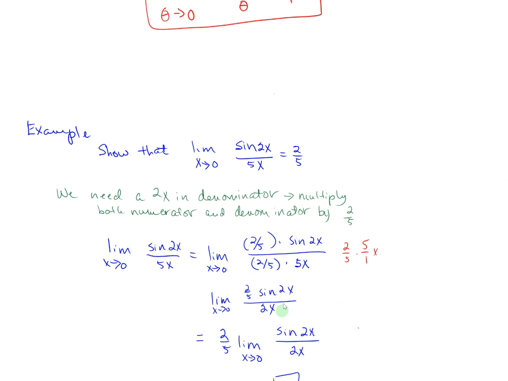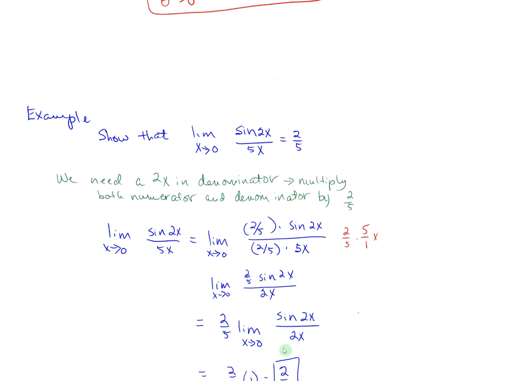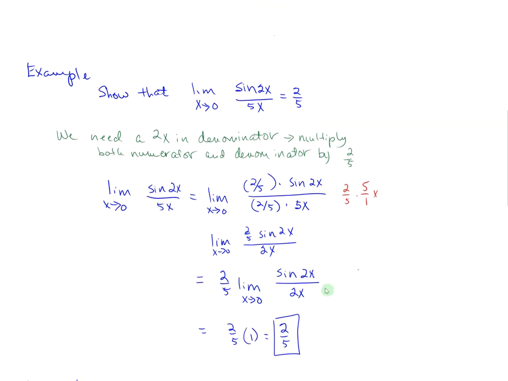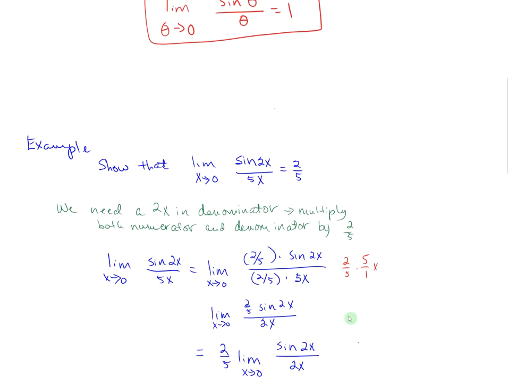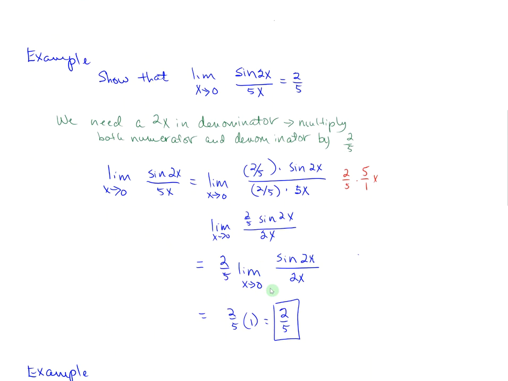All right, now that allows us to begin to look at our rule. This constant that's on the outside, we can pull through, and 2/5 comes on the outside. Limit as x approaches 0 of sine 2x over 2x. And that sine 2x over 2x, that limit as we approach 0 is 1. And so this whole piece becomes 1, and 1 times 2/5 equals 2/5. So sometimes we just have to manipulate it to get it to have the same argument here as the denominator.